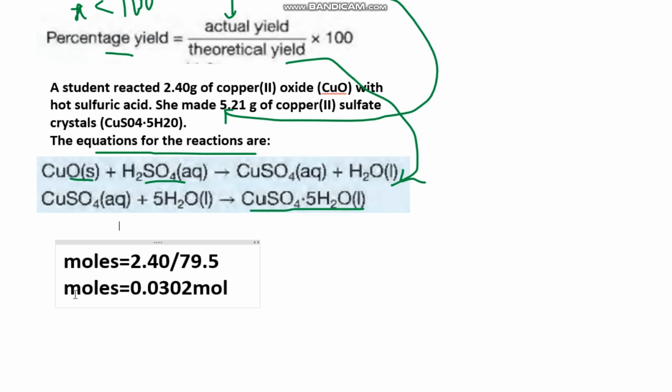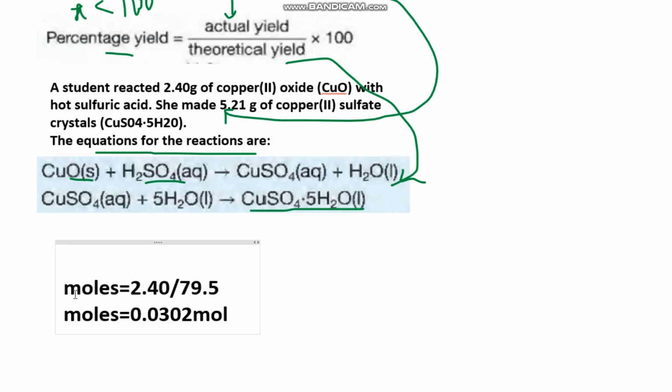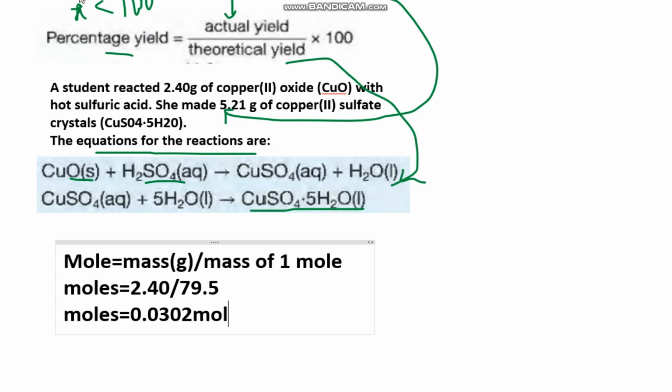I will write it to make it easier for you guys: moles equals mass in grams divided by mass of 1 mole. With these steps we have found the CuO mole number, and now we have to deduce.